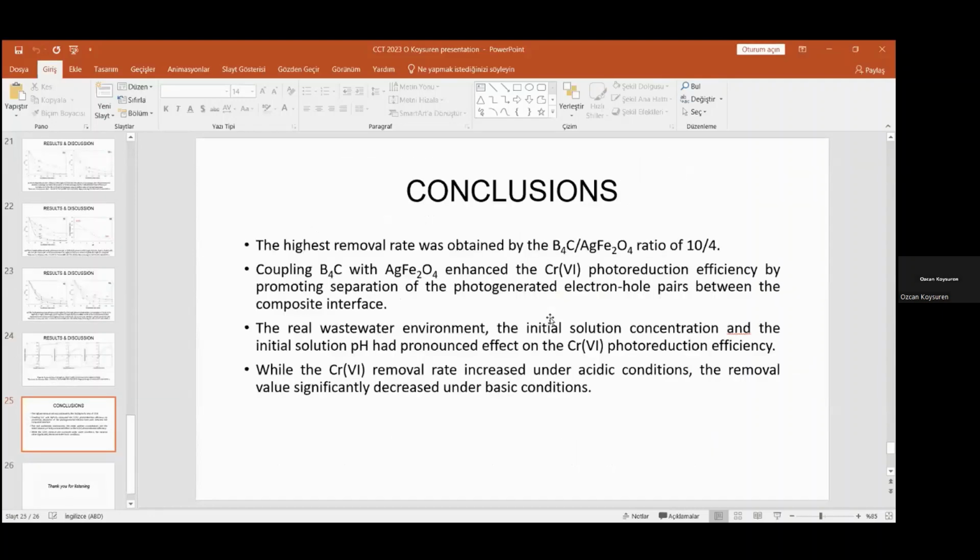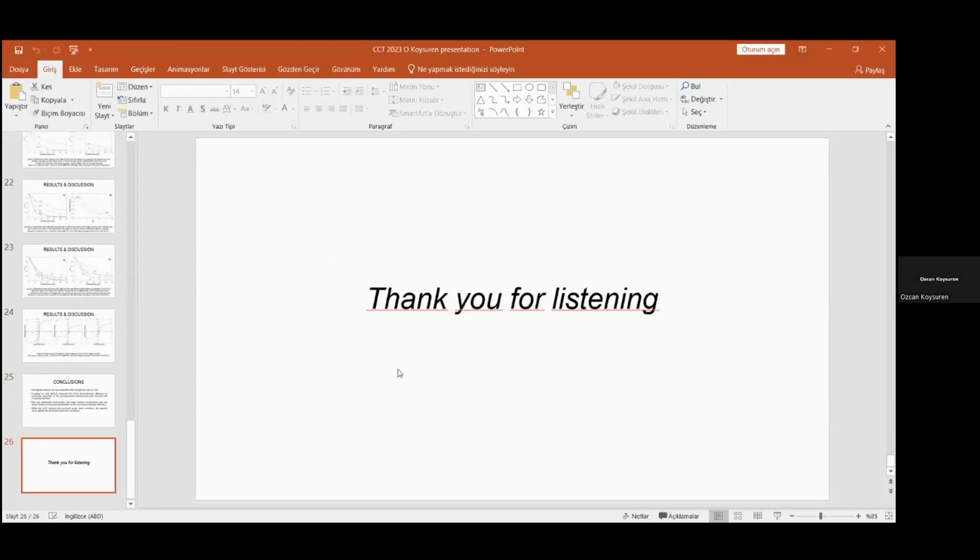As a conclusion, the highest removal rate was obtained with the composite sample, including boron carbide and silver ferrite with a ratio of 10:4. Coupling boron carbide and silver ferrite enhanced the chromium-6 photoreduction efficiency due to the suppression of the recombination of photoexcited charge carriers. The real wastewater environment, the initial solution concentration and the initial solution pH had a pronounced effect on the chromium-6 photoreduction efficiency. The chromium-6 removal rate increases under acidic conditions at low pH. The removal value significantly decreases under basic conditions. Thank you for your attention.